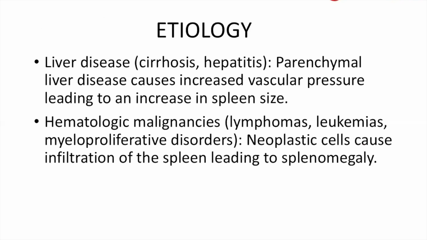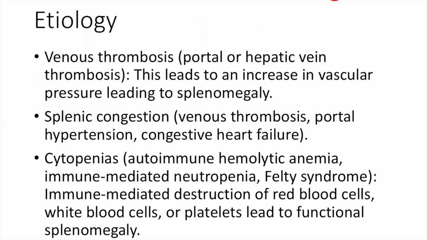Now there are a lot of causes for splenomegaly. Few of them I've just mentioned, like liver disease, cirrhosis, hepatitis, hematological malignancies like lymphoma, leukemia, myeloproliferative disorders. Infiltration by neoplastic cells, like solid tumors, can also cause splenomegaly. Portal vein thrombosis or hepatic vein thrombosis, which you see in myeloproliferative disorder with polycythemia, like Budd-Chiari, can increase the vascular pressure and lead to splenomegaly.